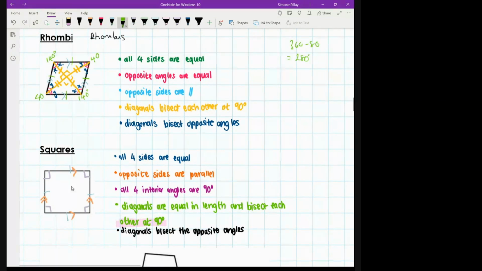My diagonals are equal in length, and they bisect each other, meaning all of my parts are going to be equal over there, and they bisect each other at 90 degrees. Cool. And then my diagonals bisect the opposite angles. Because I know this is 90 degrees, each one of these angles, when they get cut in half, is going to get cut at exactly 45 degrees.